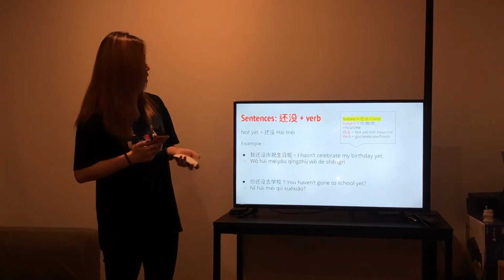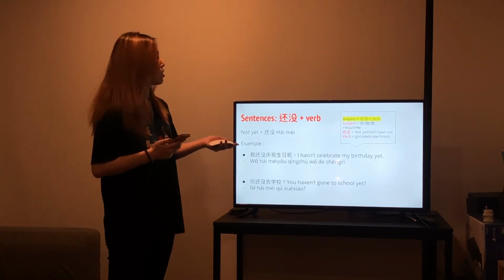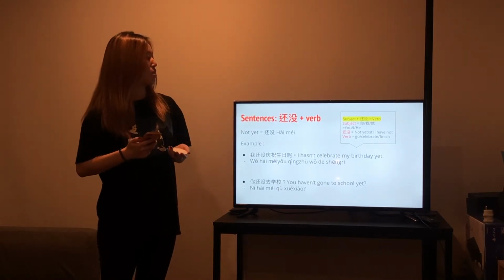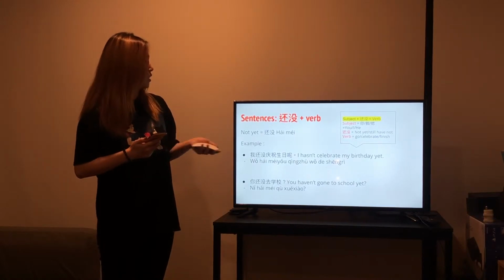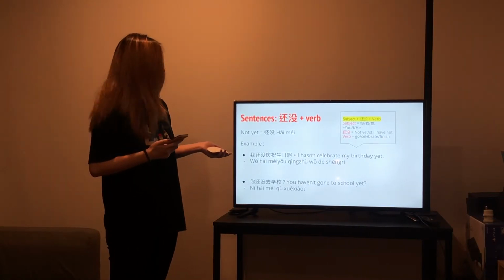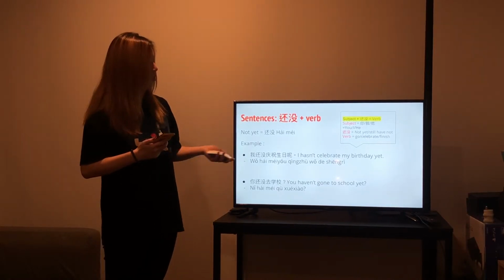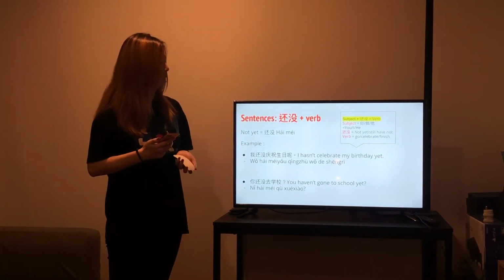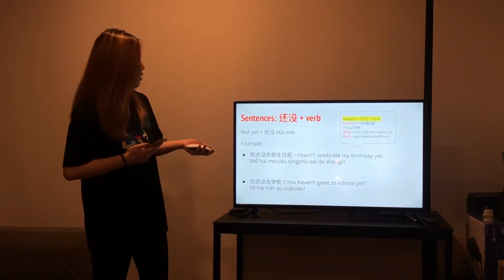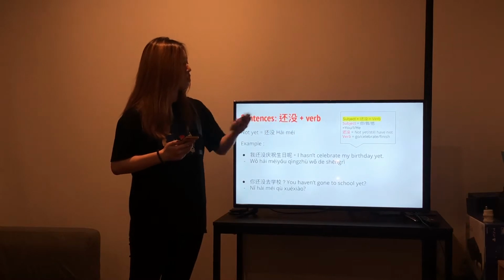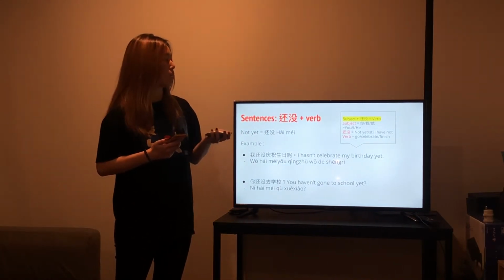The last sentence pattern about the time is 还没 plus the vocab. 还没 means not yet. For example, 我还没庆祝生日. This means I haven't celebrated my birthday yet. So this format is the same subject plus 还没 plus the vocab.